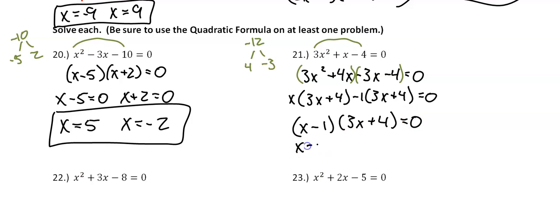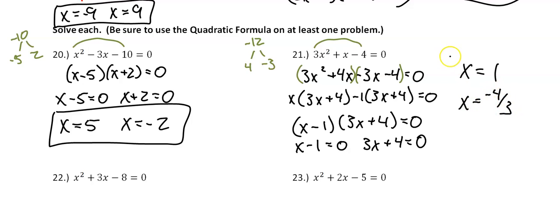And now I set each of these equal to 0. And from here, I'm sure all of you can solve these guys. That first one gives me x equals 1. The second one, I subtract the 4 and divide by the 3, and I get -4/3. So let me just leave those as fractions. Okay.